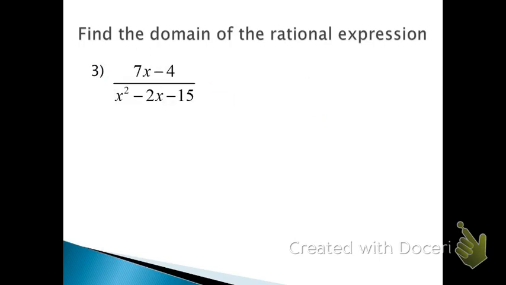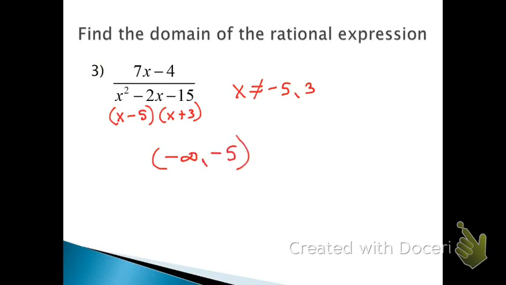Find the domain of this rational expression. What do I need to do here? Factor. Okay, so we'll go x minus 5, x plus 3. So x can't be what two values? X can't be 5 and negative 3. And if we wrote it in interval notation, we would say from negative infinity to negative 5, exclusive, from negative 5 to 3, exclusive, and then from 3 to infinity.